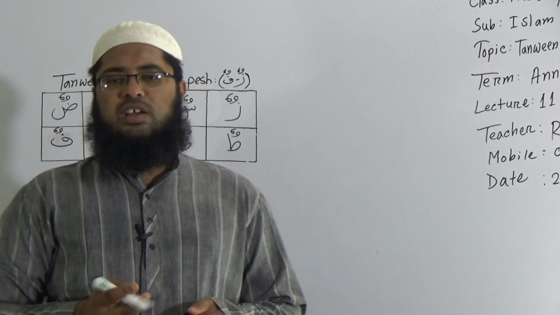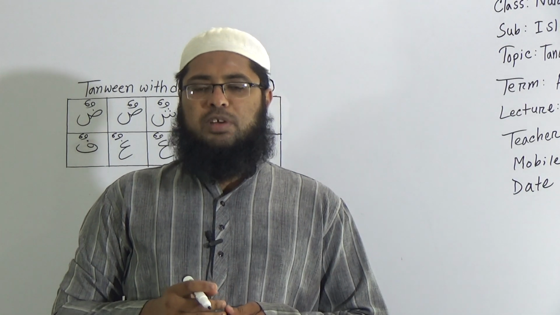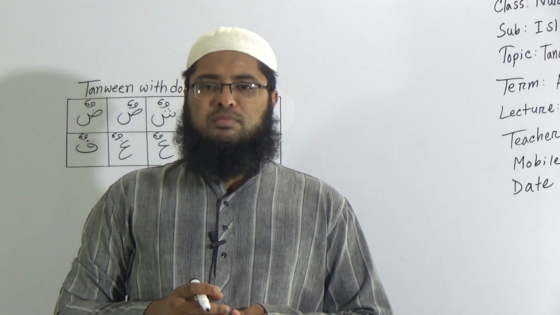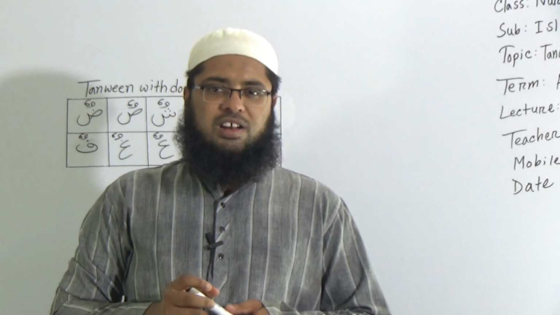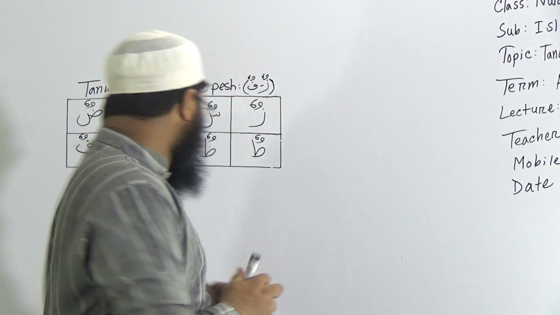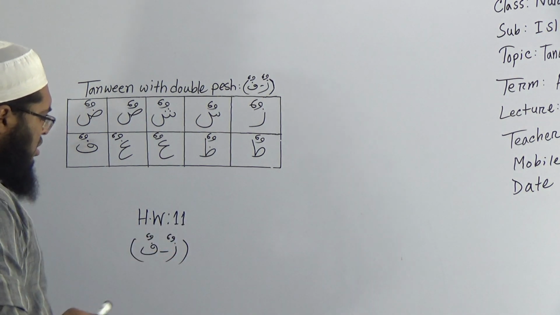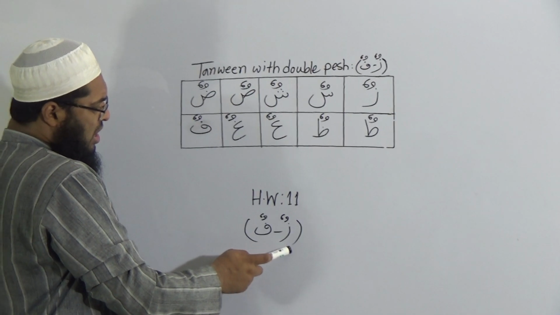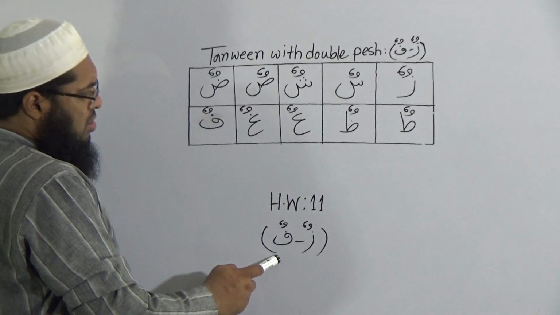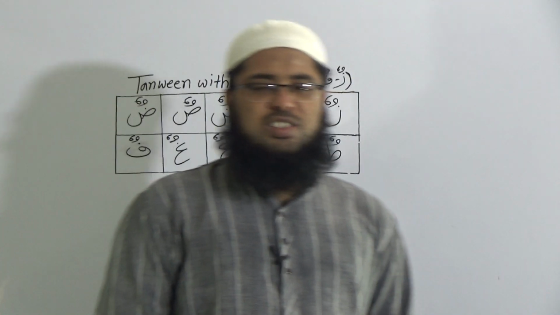Alhamdulillah, my dear students, today we have learned Tanween with double pesh from za to fa. And I hope that you have understood our today's topic very clearly. My dear students, look at the board again. Today is our SW number 11, and you will make SW at your home from za to fa. That means from za dui pesh zun to fa dui pesh fun. My dear students, keep practicing at home.